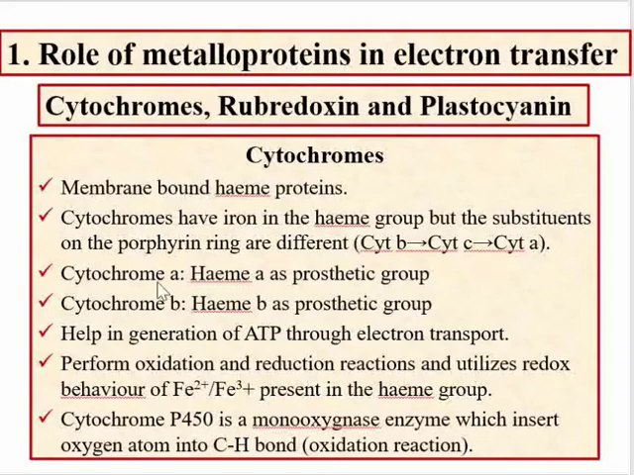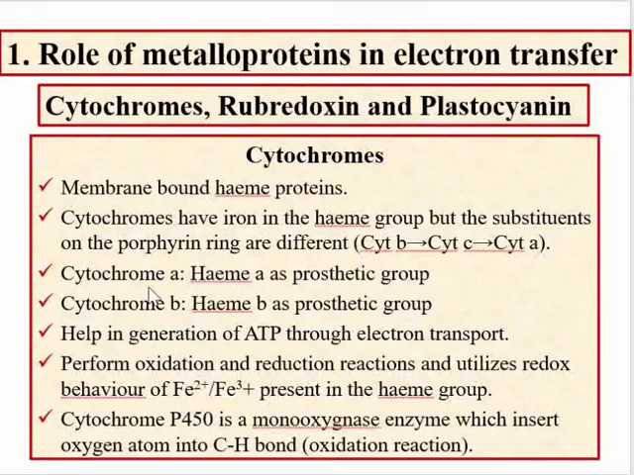So cytochrome A has heme A as the prosthetic group, cytochrome B has heme B as the prosthetic group, and cytochrome C has heme C as the prosthetic group. And electron transfer takes place like this: from cytochrome B to cytochrome C, and from cytochrome C to cytochrome A. So this is the electron transport chain.